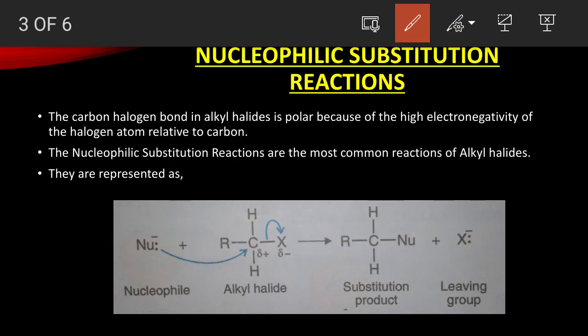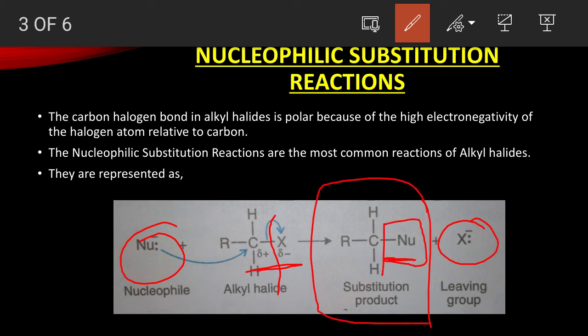And this is how we represent the nucleophilic substitution reaction. This is the nucleophile and this is the polar bond between the carbon and halogen. That's why carbon gains a partially positive charge and halogen gains a partially negative charge. After the heterolytic bond fission of this bond, the halogen atom is replaced by the nucleophile and it forms a substitution product. This reaction is called nucleophilic substitution reaction.